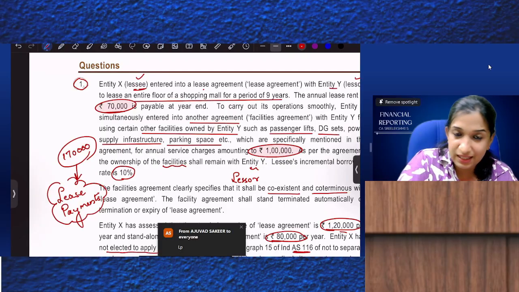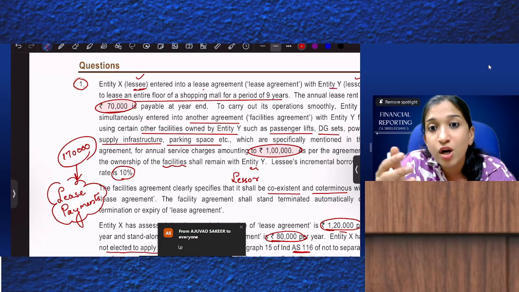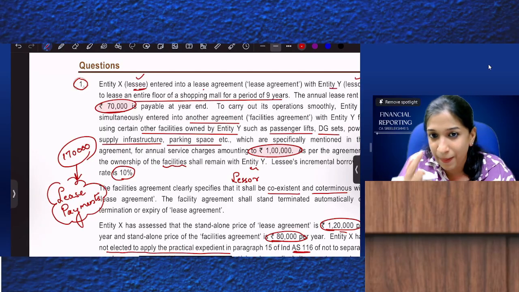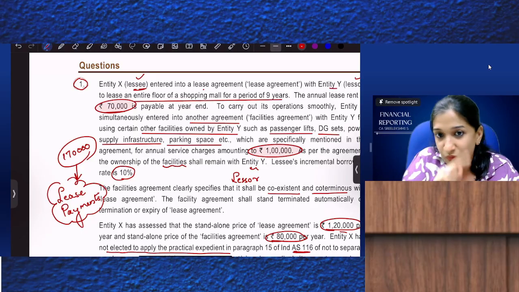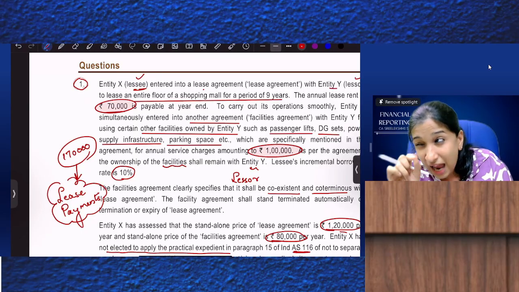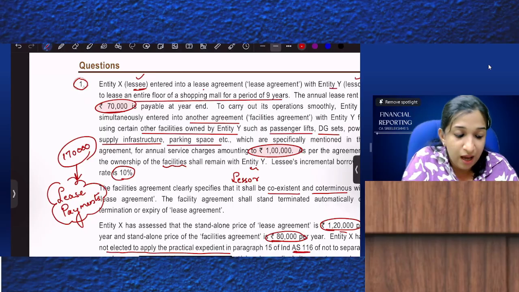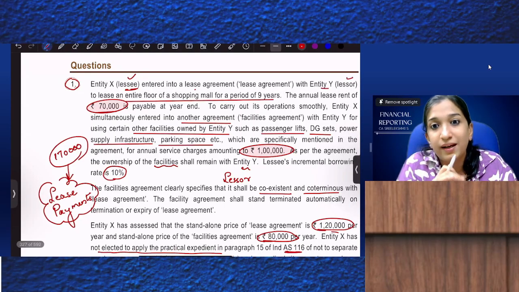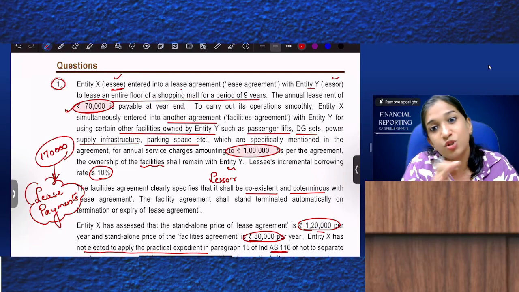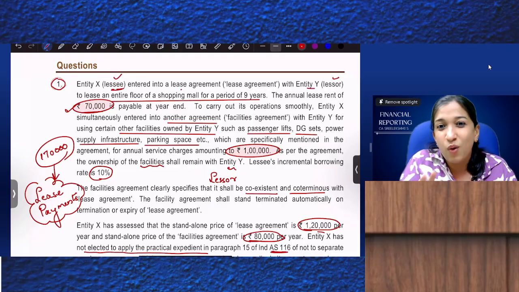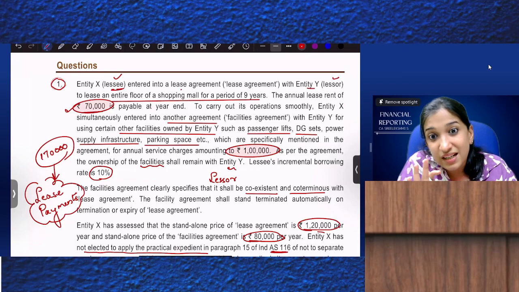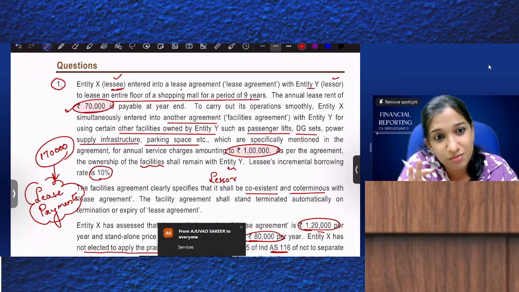So one is lease, the other one is non-lease. In the 1 lakh when I pay, is there any identifiable asset in the contract? I pay 1 lakh. Is there any identifiable asset? No. The identifiable asset, I already made a lease agreement. The 1 lakh is not for an identifiable asset. The 1 lakh is for facilities, non-lease components, services.